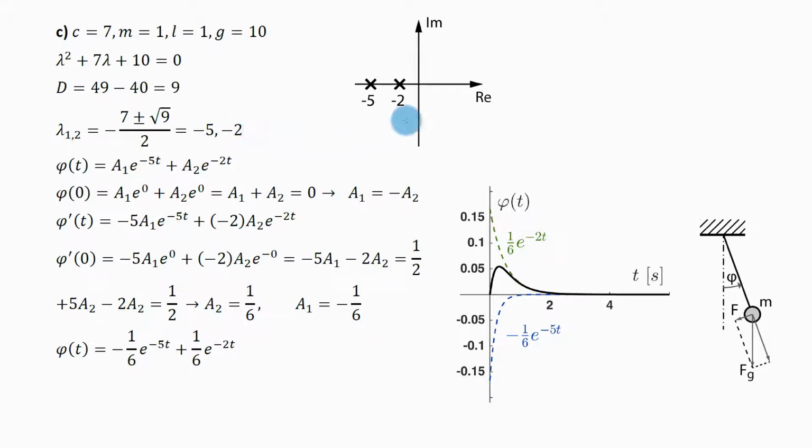When I plot them into the complex plane, they will lie on the real axis on the left hand side of the complex plane. So my system will be stable, and because my roots are real, the response will be overdamped. I should not have any oscillations in the response of the system.